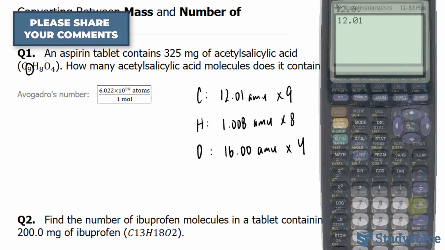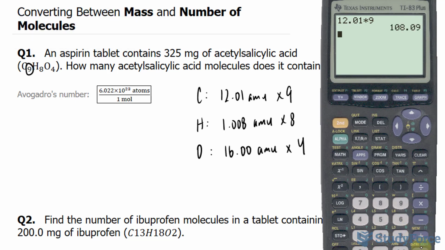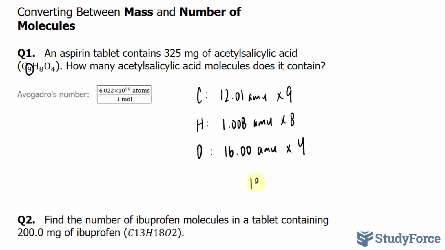12.01 times 9 plus 1.008 times 8 plus 16.00 times 4. And this gives us 180.154. 180.154 AMU, atomic mass unit.